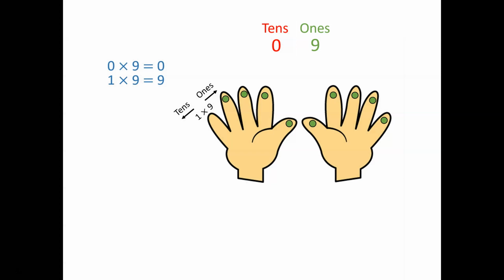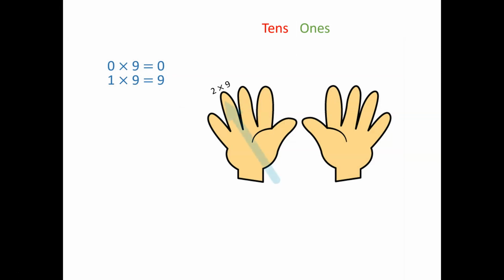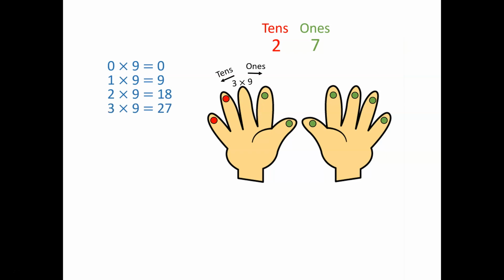Let's follow the pattern. There's 1 ten, and there are 8 ones. So 2 times 9 is 18. 3 times 9. How many tens will there be? And how many ones? 3 times 9 is 27.